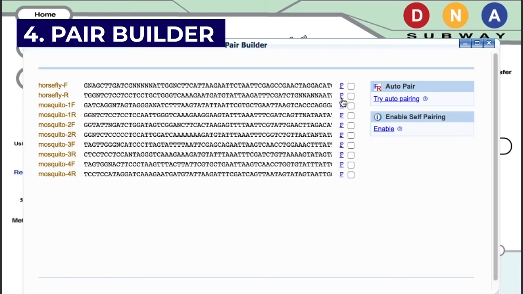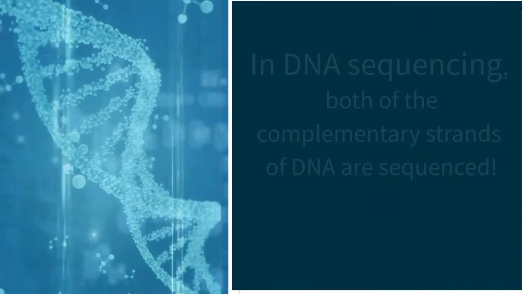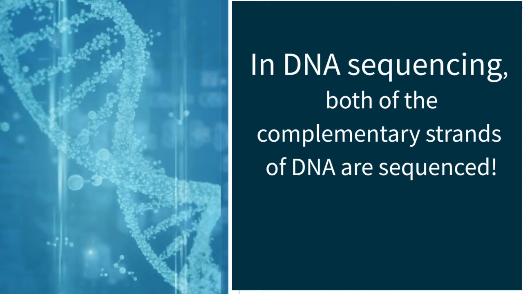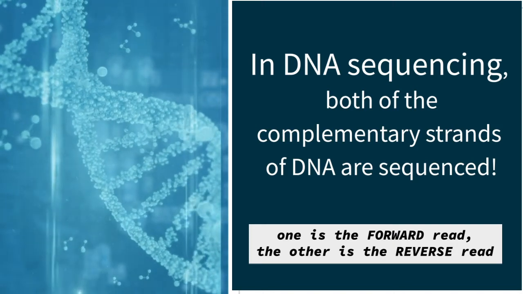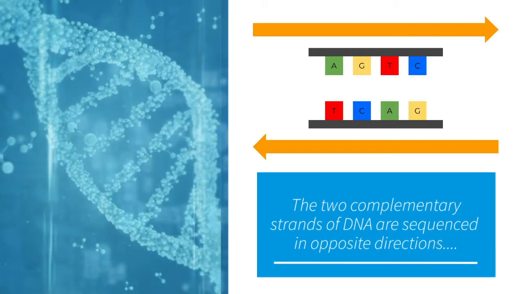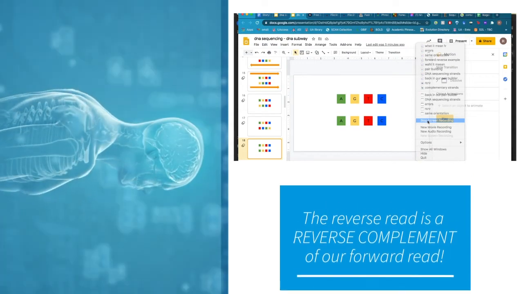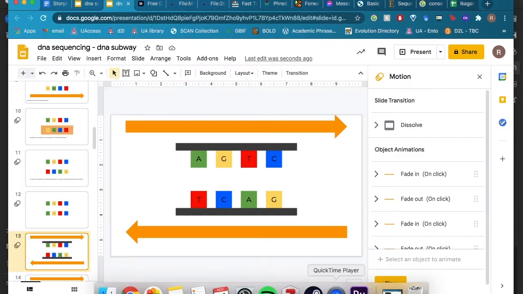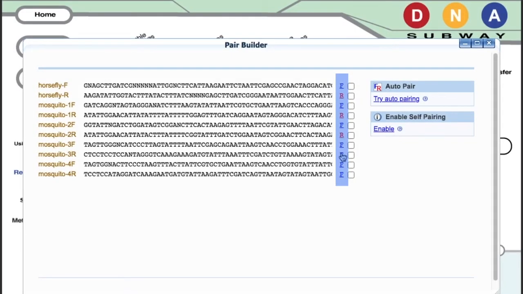In the pair builder, we're going to designate the forward and reverse reads of our samples. But what exactly does that mean? For each specimen, you have 2 reads, forward and reverse, each of which will have a unique file name. In the process of DNA sequencing, both of the complementary strands of DNA get sequenced, and each has their own sequence read, one of which is our forward read, and the other is the reverse read. Since DNA sequencing and DNA replication move in opposite directions, the reverse read is simply a reverse complement of our forward read. Once they're in the same orientation, the bases are put in reverse order and switched to their complementary nucleotides. To designate a forward and reverse read, simply click where it says F or R to switch it.